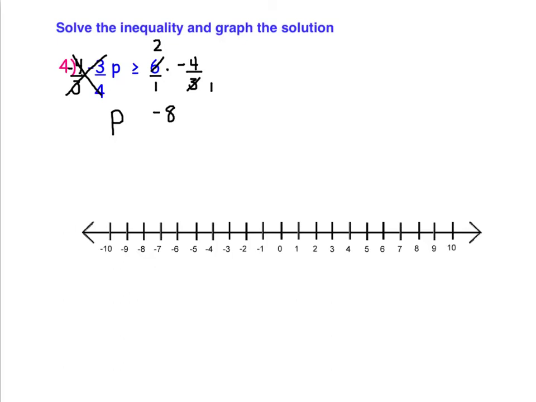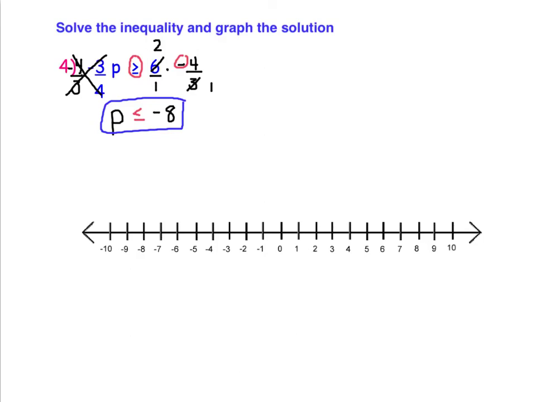Now, because I multiplied by a negative, I again changed which side is bigger or smaller. So that means I'm going to have to flip my sign and make it less than or equal to instead of greater than or equal to, leaving me with a solution of p less than or equal to negative 8. Because again, when I multiplied by negative 4/3, I changed which side was bigger and which side was smaller.